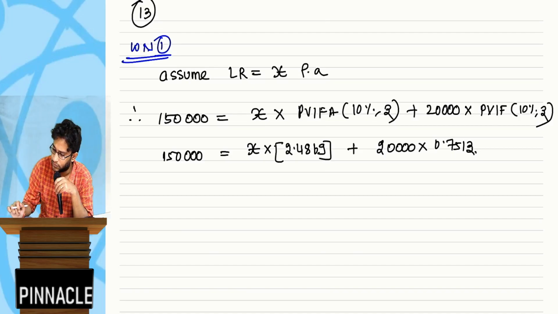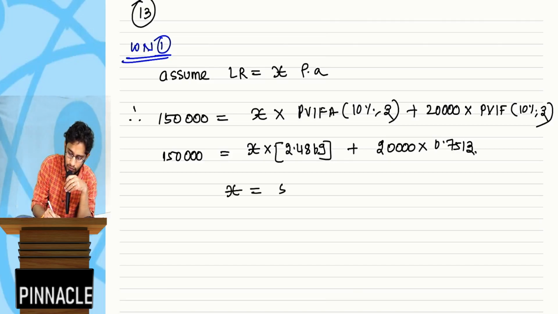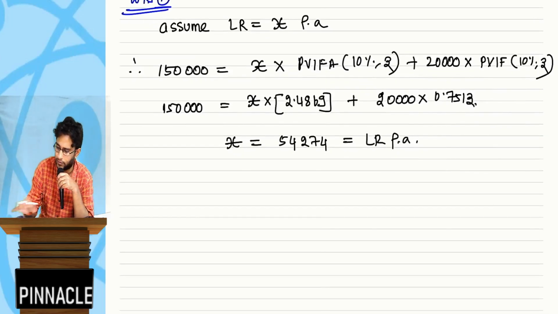How much? 54,274. Correct. 54,274 is equal to lease rent per annum. Very good, sir. This is done.